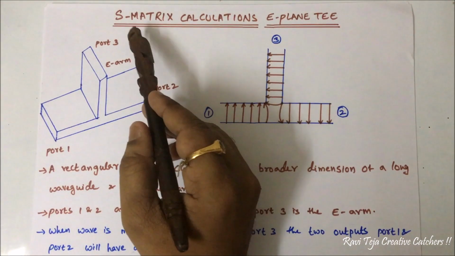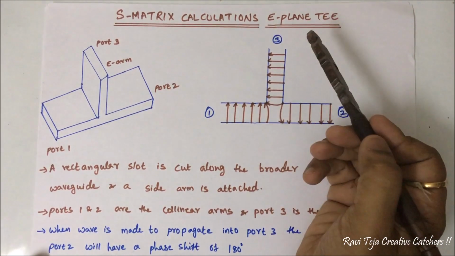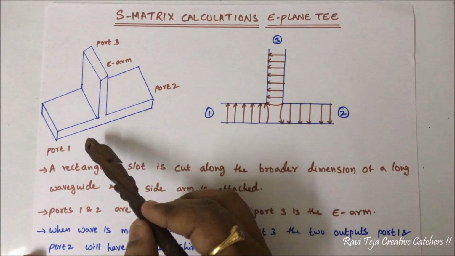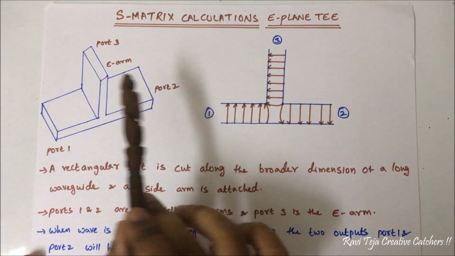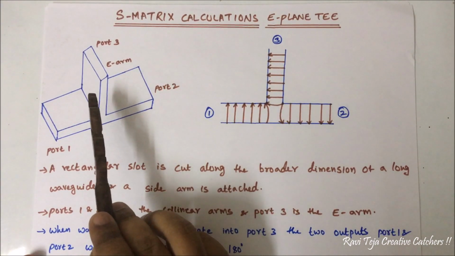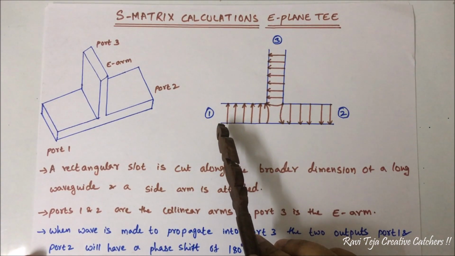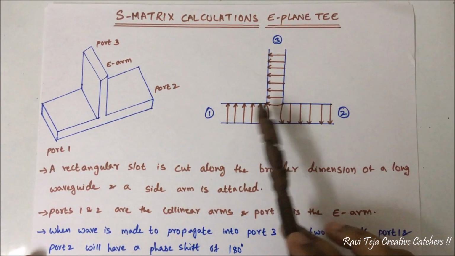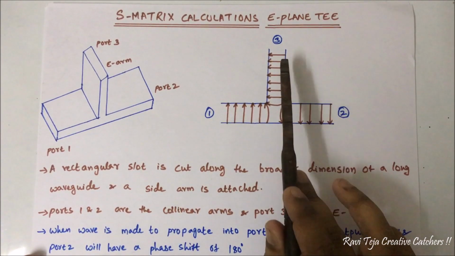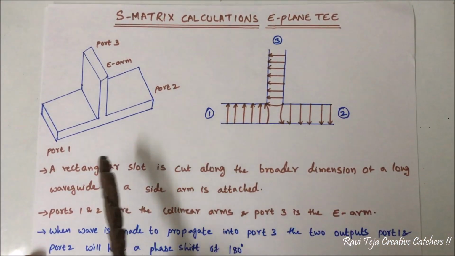In today's class, we are going to learn about S matrix calculations of E-plane T. So this is an E-plane T. What you see here has three ports, port 1, port 2 and port 3, and this particular port 3 is also called the E-arm. This is a signal representation of the diagram. It also has port 1, port 2 and port 3 similar to the diagram, and you can also see the propagation of the signal.